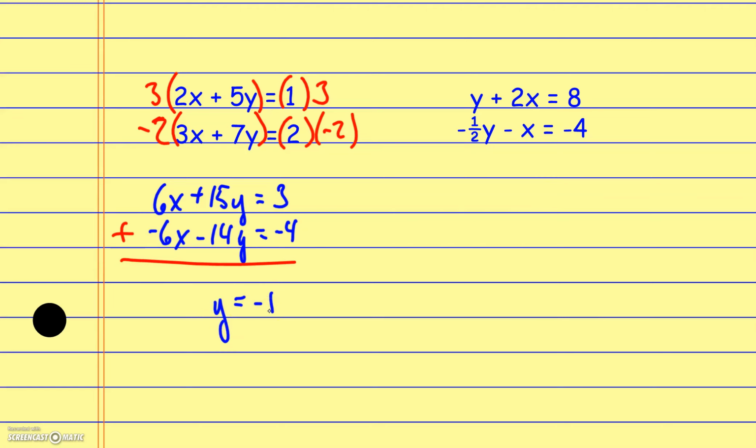And now from here, I've got to plug this into one of the equations. I'm going to plug it into the first equation. That seems like the easiest one to plug it into. So I do 2x plus 5 times y, which is negative 1, equals 1. And now I have to solve.